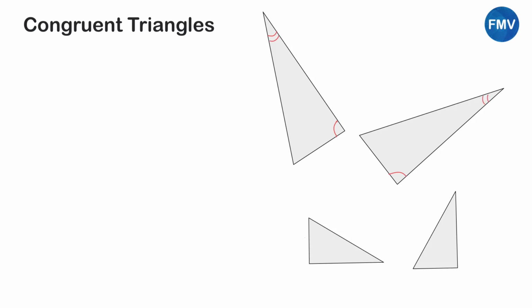What we need then is a side that is between those two. So this side here and that corresponding side. And that is known as angle, angle, side. So two angles and a corresponding side are equal.